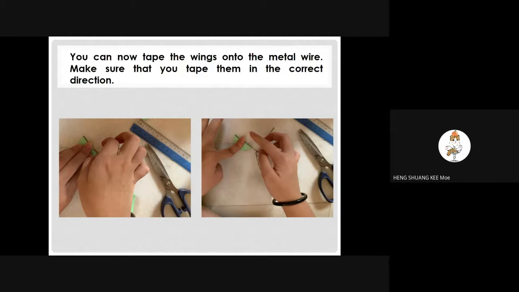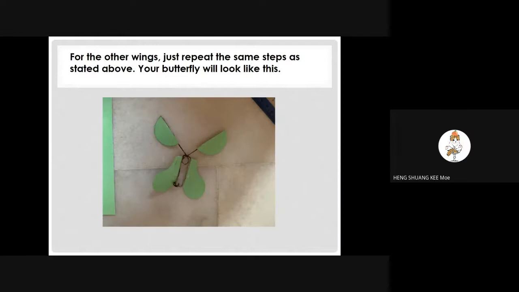Okay, now tape the rings on the metal wire, because in some directions it will cause the ring to look in a different direction. Then it will look not so nice. Then after taping the four rings, it will look like this.